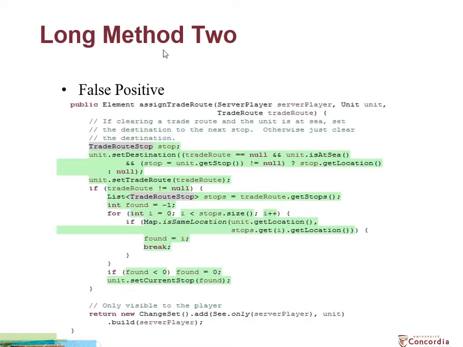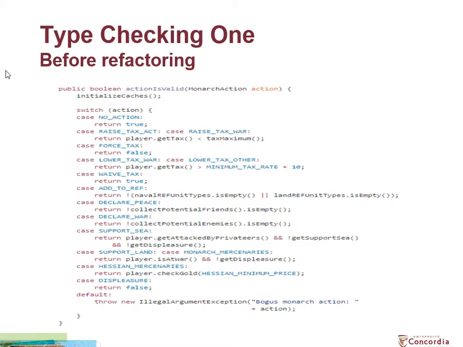The second long method has been captured by JDeodorant as a long method conditional, but after analyzing the code, we found that it's not actually a long method. So this is a kind of false positive result generated by this tool. And for type checking, also we have two kinds of type checking. One of them has been refactored using the strategy pattern, and the other has been refactored by using inheritance and polymorphism.